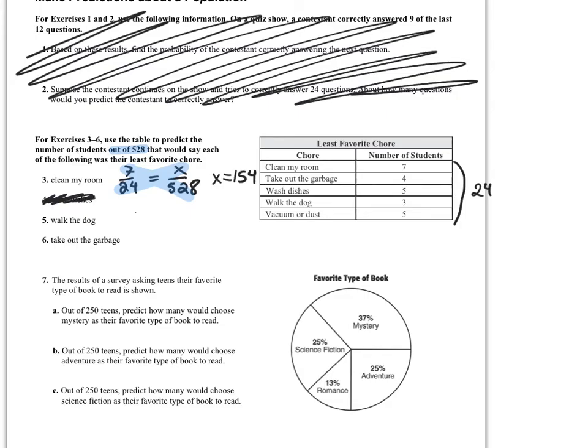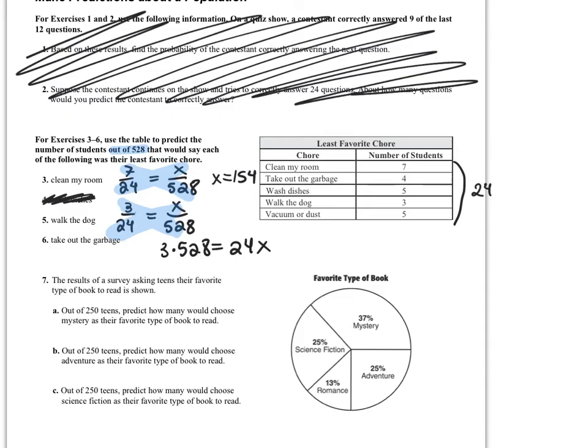And let's look at walking the dog. So 3 students out of 24 said walking the dog is their least favorite chore. So let's figure out what that would be out of the total number of 528. We're going to use the same process we did before. So we're going to identify our cross products here. We're going to have 3 times 528, and that's going to equal 24 times x.